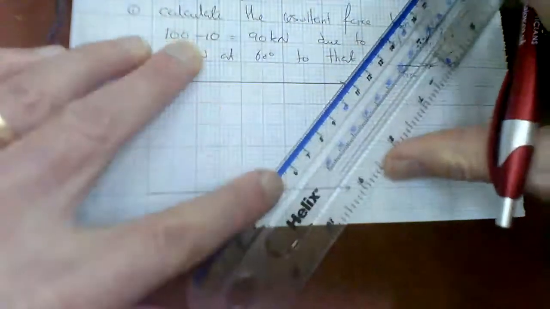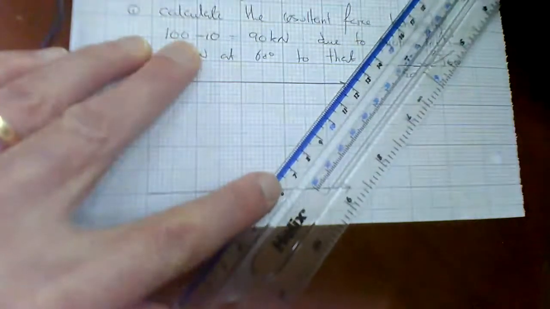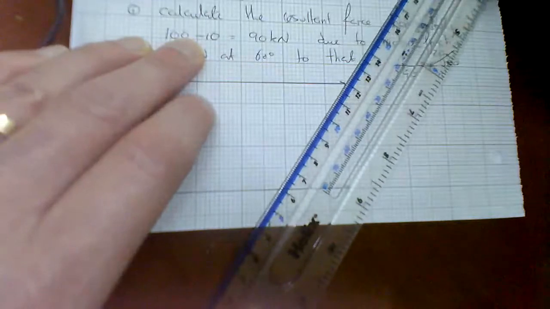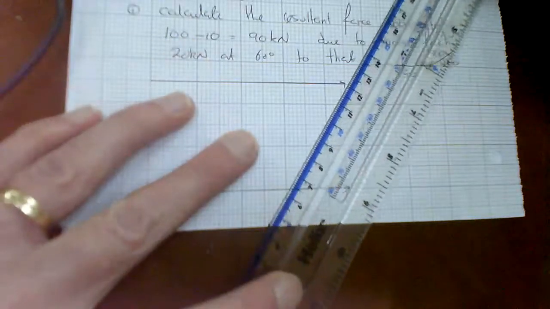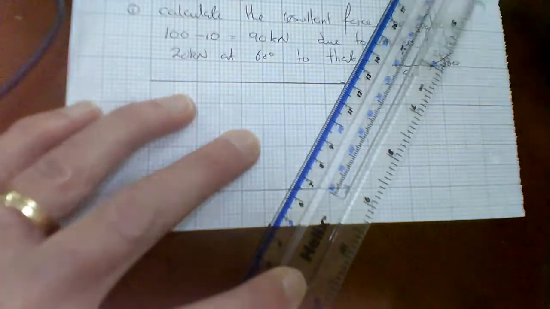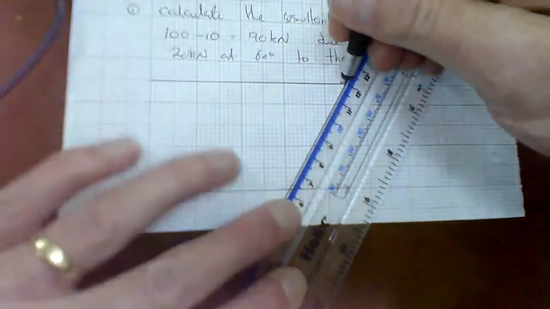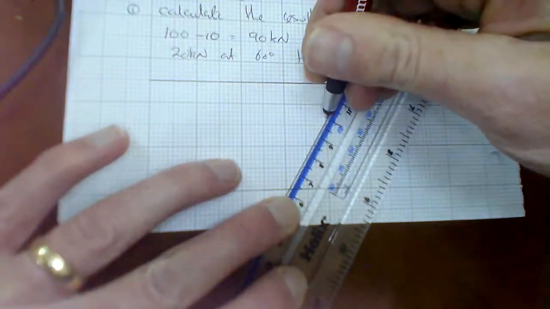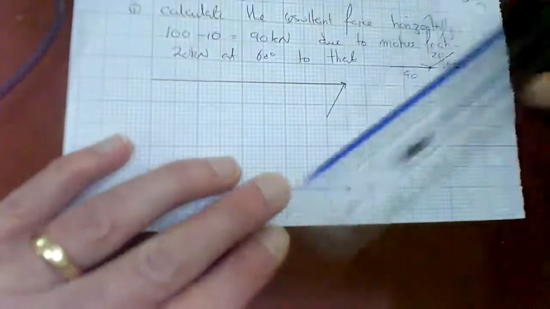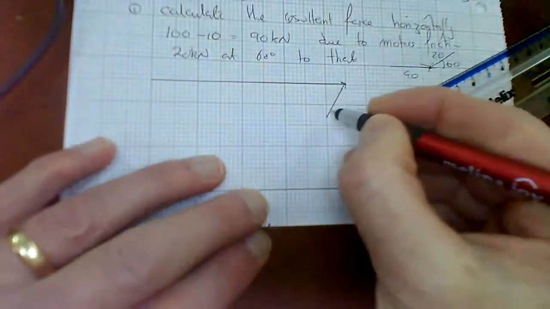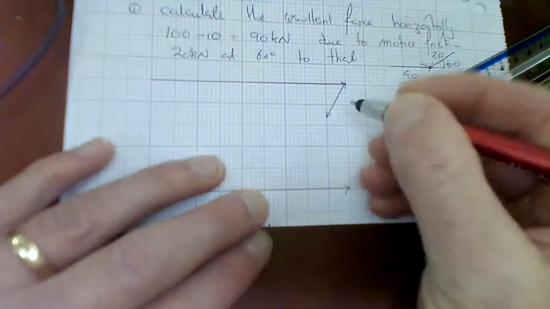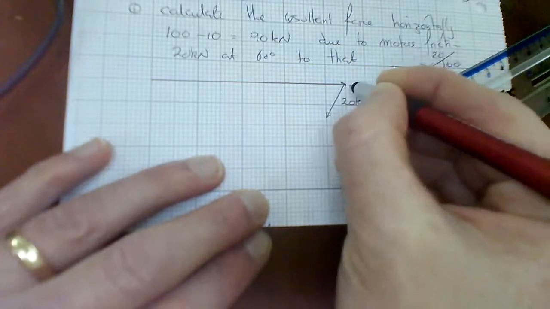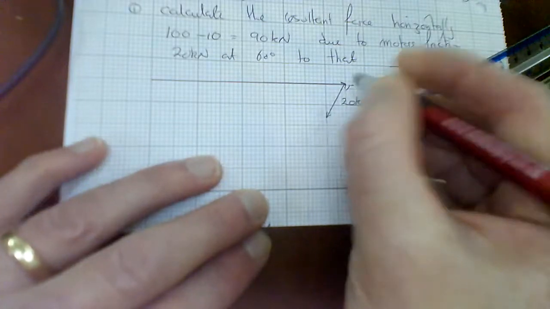And I want 2 centimeters. So if I put the 12 centimeter mark on the end, and I come down to the 10 centimeter mark there. So there I have my 20 kilonewtons, and that's my angle of 60 degrees.